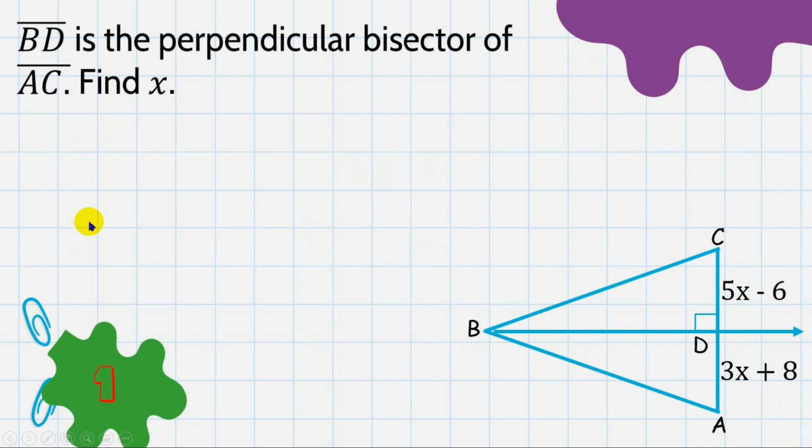Okay? So, first item. Line segment BD is the perpendicular bisector of side AC. Find X. So, this is side AC. Ito daw po ay perpendicular bisector. Ang pinapahanap ay value ng X. So, what are you going to do with 5X minus 6 and 3X plus 8? Okay? So, pause this video and solve for the value of X.